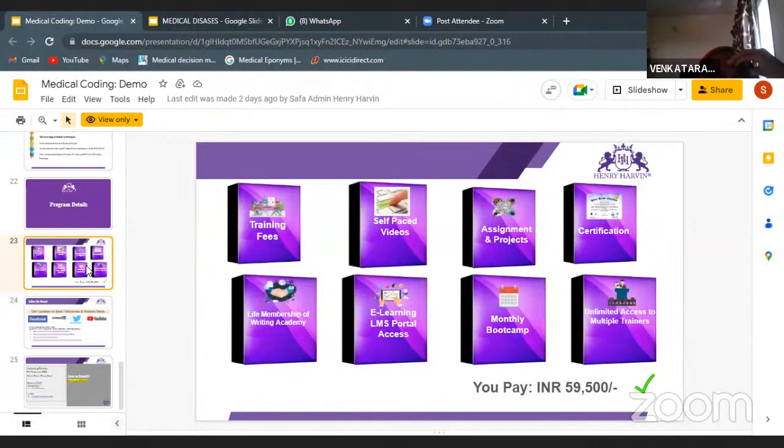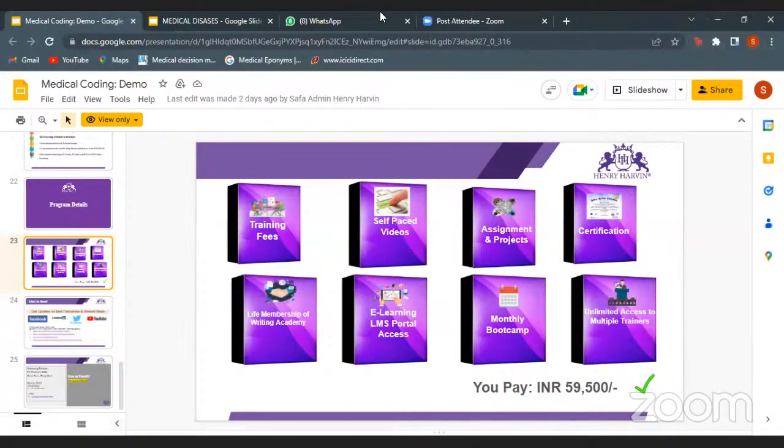Is this course recognized worldwide? Yes, the CPC is a certification that is recognized worldwide. Even the medical coding course is also recognized worldwide. If you're going to the Middle East, the US, Canada, Australia, you require a medical coding course, because if you're going to work in the health industry, it will help you.